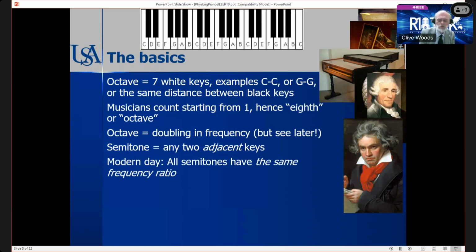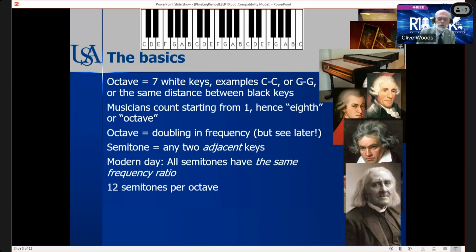And in the modern era, all the semitones, every key and the one next to it, the 2 adjacent keys, they all have the same frequency ratio. So you can count them on the keyboard above. There are 12 semitones per octave, so you can work out the way that has to work. Each semitone must have a frequency ratio from, say, C to C sharp, or F to F sharp, or G sharp to A.